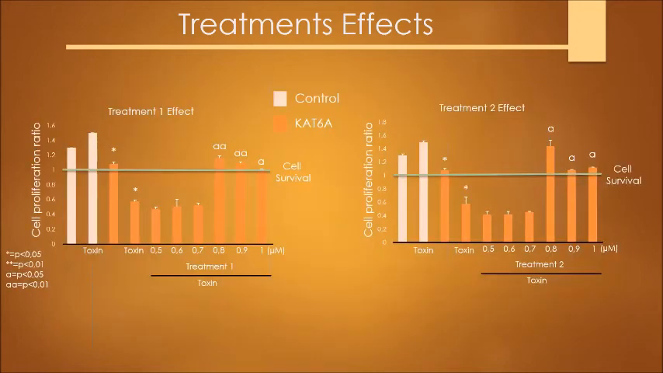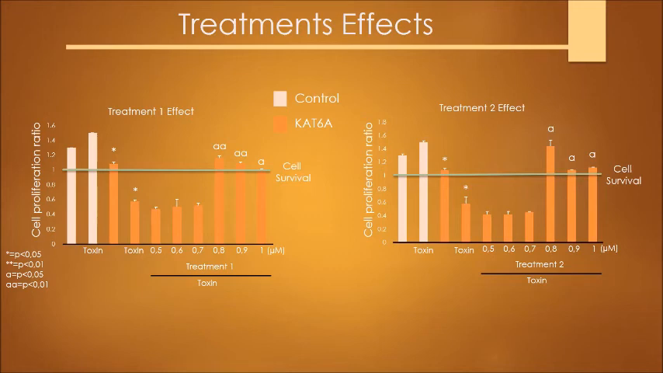So now we see a bar graph that is a summary of the explanation. The first bar shows the control without any compound. The second bar shows the control with the toxin, and as we can see, they grow. The third one has the KAT6A fibroblast without any compound, which survives, and the fourth, the final bar, has the KAT6A fibroblast with the toxin.